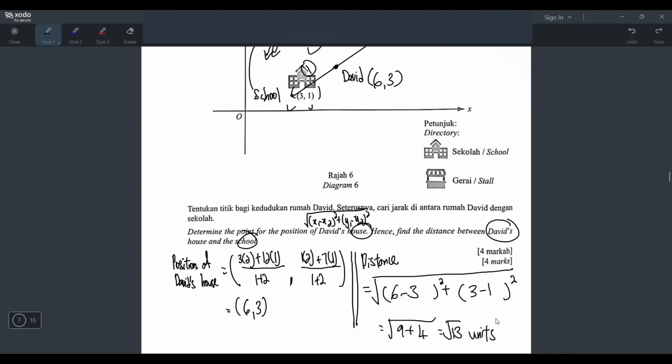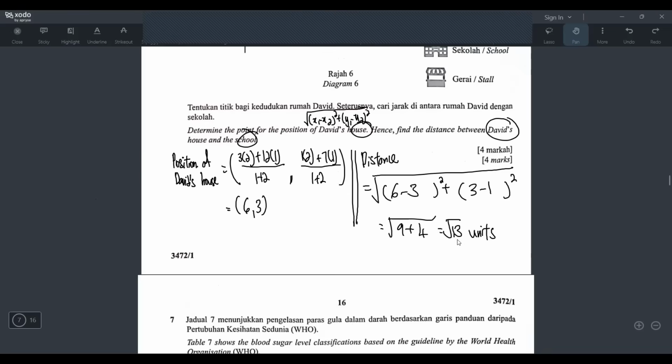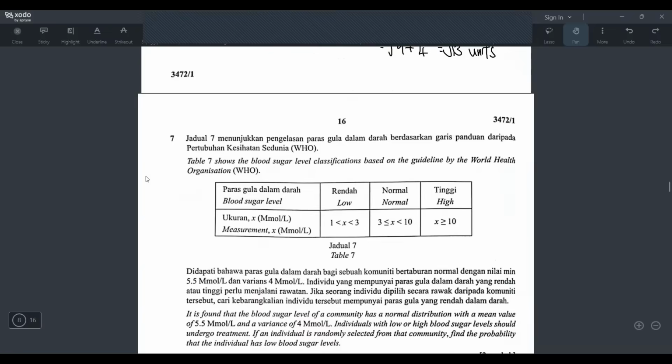If you want, you can press square root in your calculator and you will get 3 point something. You can also write it in decimal if you want. But for me, personally, when I know the answer cannot be square rooted, I will just leave it like this. But it's up to you. You can write in decimal form also. Right? Okay, ready.